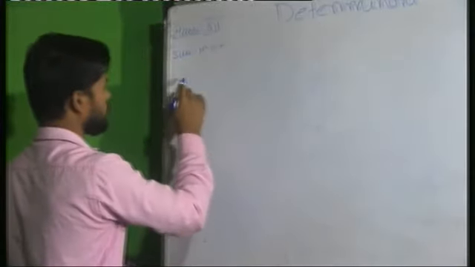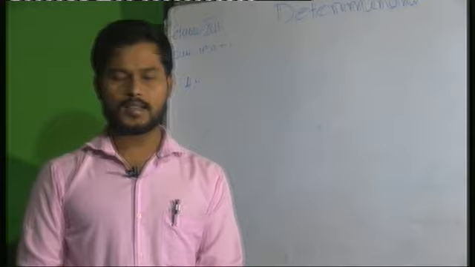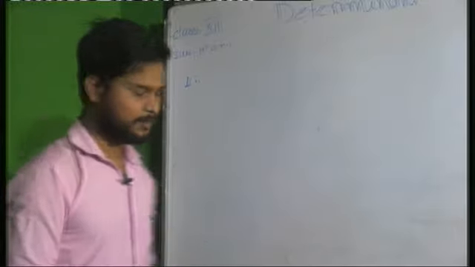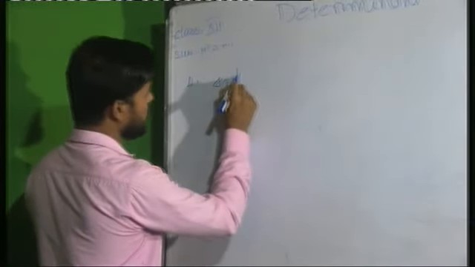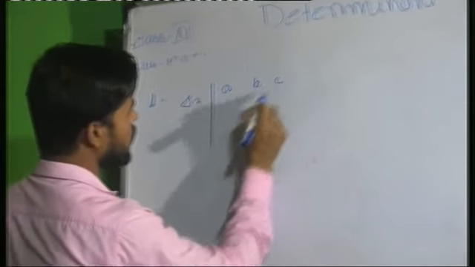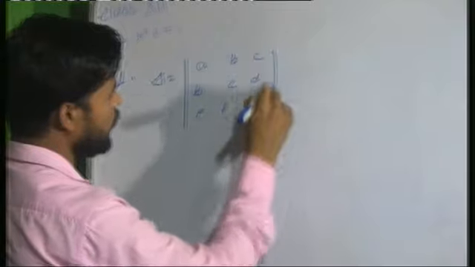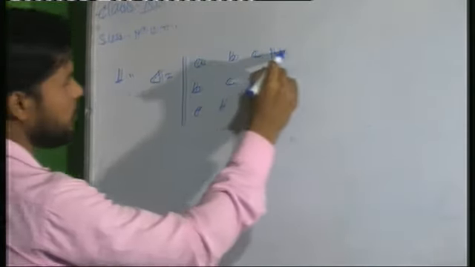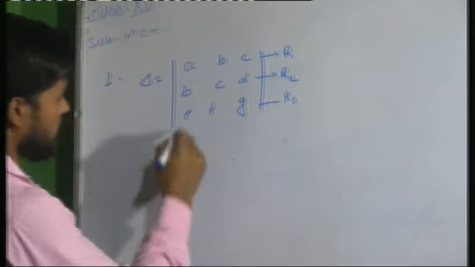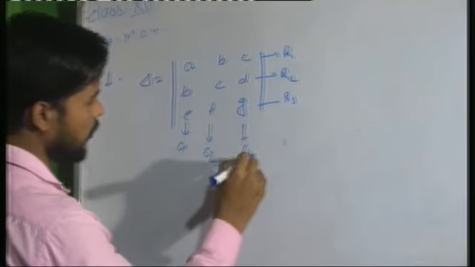The first property: the value of the determinant remains unchanged if we change rows and columns. Suppose there is a determinant delta with rows A, B, C, B, C, D, E, F, G. So this is the first row, this is the second row, and this is the third row. Similarly, this is the first column, this is the second column, and this is the third column.